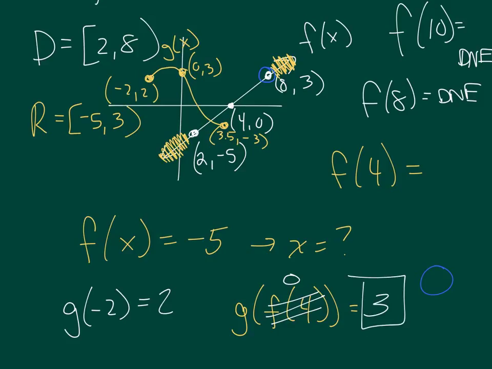Okay, g of 0 is right here. When x is 0, what is the value of the g function? Well, the g function is 3 when x is 0. Why is x 0? Because f of 4 itself is 0. Questions on this?